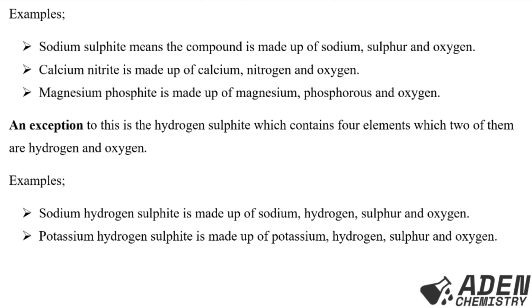An exception to this is hydrogen sulfite, which contains four elements, two of which are hydrogen and oxygen. Examples: sodium hydrogen sulfite is made up of sodium, hydrogen, sulfur, and oxygen. Potassium hydrogen sulfite is made of potassium, hydrogen, sulfur, and also oxygen.